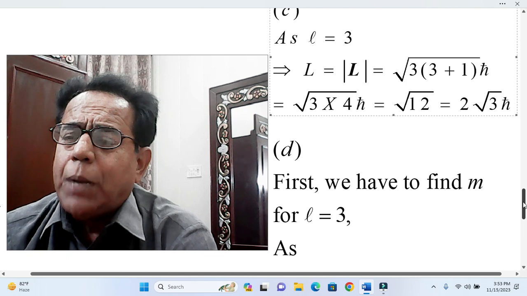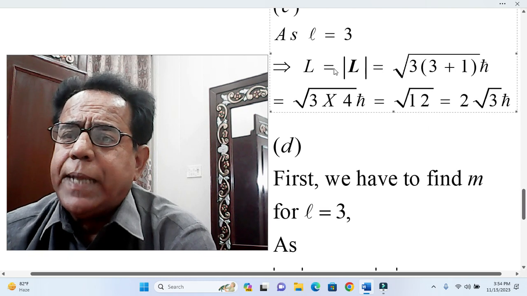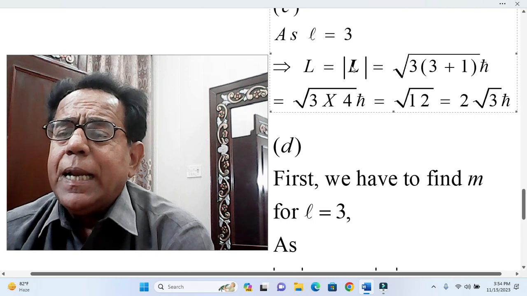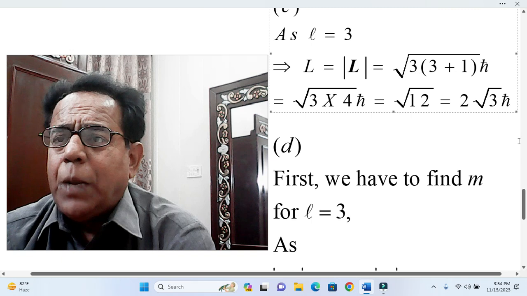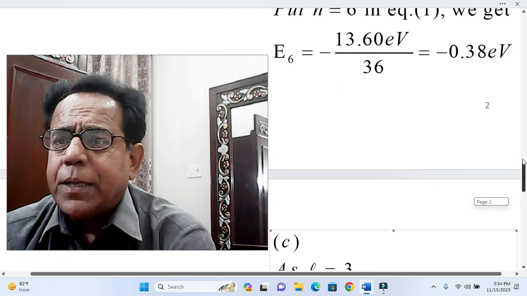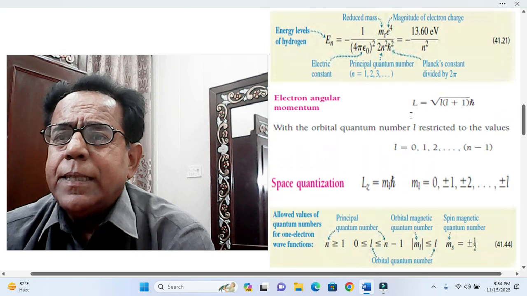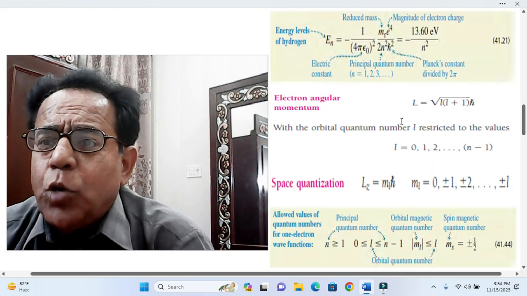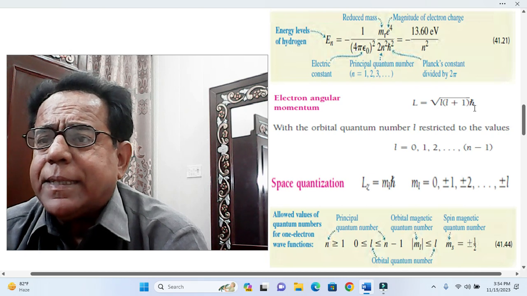Now we come to that snapshot from where this formula has been used, that the L vector magnitude is equal to the square root of l into l plus 1 times h cut. Now we move to this, it is the value. This electron angular momentum L is equal to the square root of l into l plus 1 times h cut.